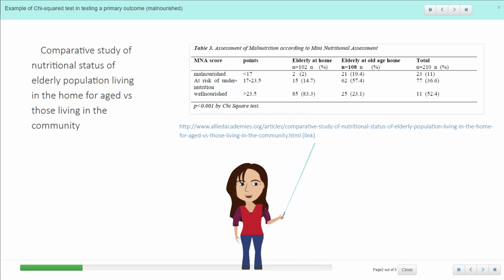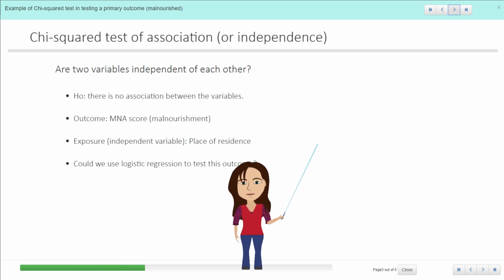And you can see on the table that they tell us that they're doing a chi-square test. So, is there any relationship between where you're living and your risk of malnourishment if you're an elderly person? The null hypothesis here is that there is no association between the variables, in which case we would accept the same proportion of malnourished or at risk of malnourishment in the two groups of people. The outcome is this malnourishment, which has been put into the three levels. And the exposure variable in this case is the place of residence.